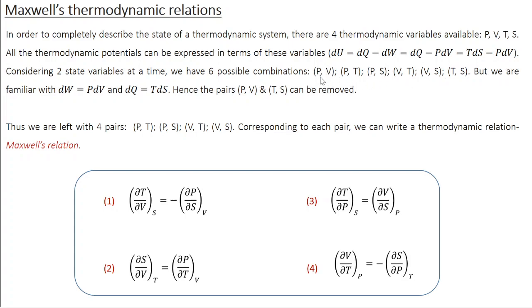For example, if you look at the first pair, P and V, we know there is a relation: work done, dW equal to pdV. Same way, if you take the last pair, temperature and entropy, we know that change in heat energy, dQ equal to TdS. So for any pair, you can write a thermodynamic relation. Since we are already familiar with the first and last pair, let's remove them. Now we have four pairs: pressure and temperature, pressure and entropy, volume and temperature, volume and entropy.